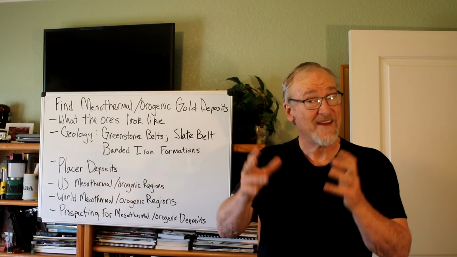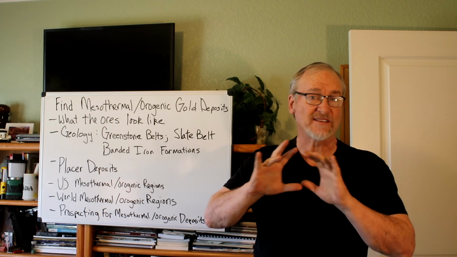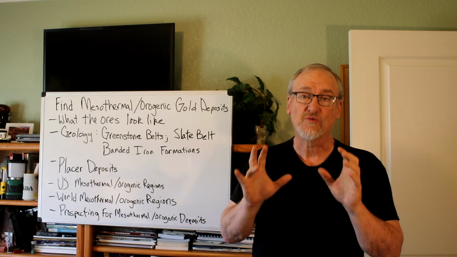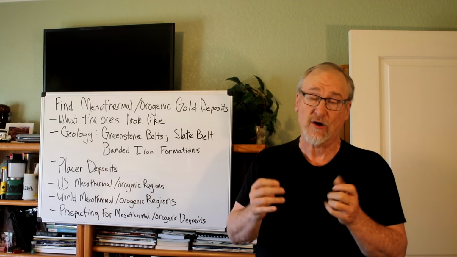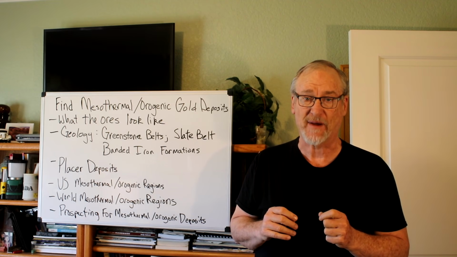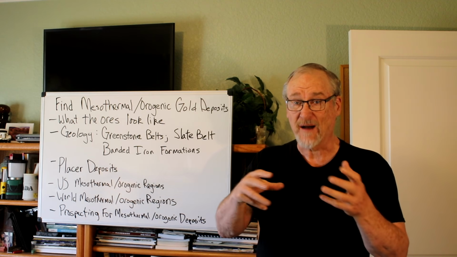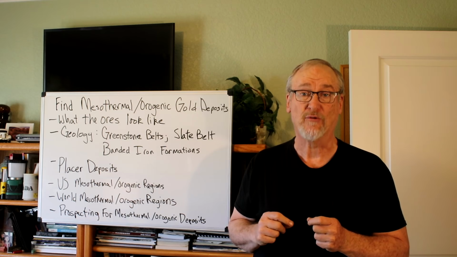Some of the most productive and yet common types of gold deposits all around the world are those directly related to mountain building events. They're called orogenic or sometimes mesothermal type deposits. The orogenic comes from the term meaning mountain building.